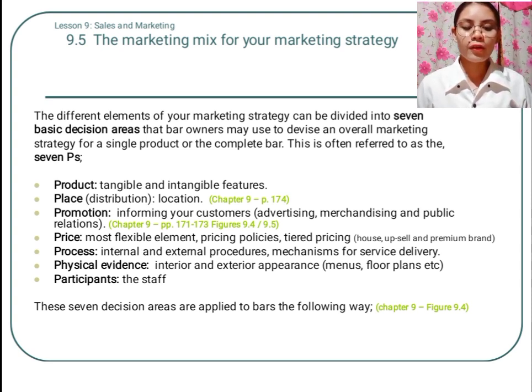So, product, tangible and intangible features. So, ano siya ang mga goods and services na ma-offer sa company sa mga customers ang product. Yeah, place or distribution location. Ano siya ang activities that make the product available to customers. So next is promotion. Informing your customers by advertising, merchandising, and public relations. So sa kaning promotion mo ni siyang activities that communicate the product's features and benefits and persuade customers to purchase the product. So next is price, most flexible element, pricing policies, tiered pricing, house, upsell, and premium brand.